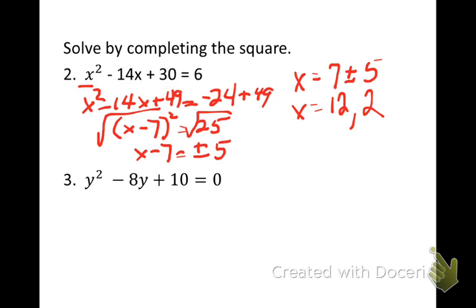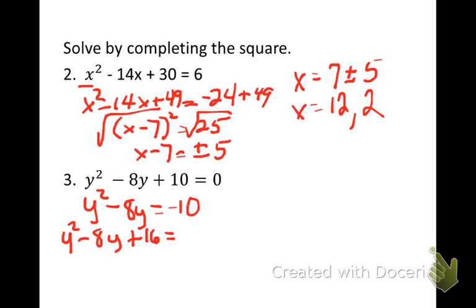Again, coefficient is 1, so I'm going to subtract 10 from each side to isolate these two. So minus 8y equals negative 10. So what am I going to add to each side? Y squared minus 8y, so half of 8y would be negative 4, would be 16 when I square it, so I'm going to add 16 to both sides.